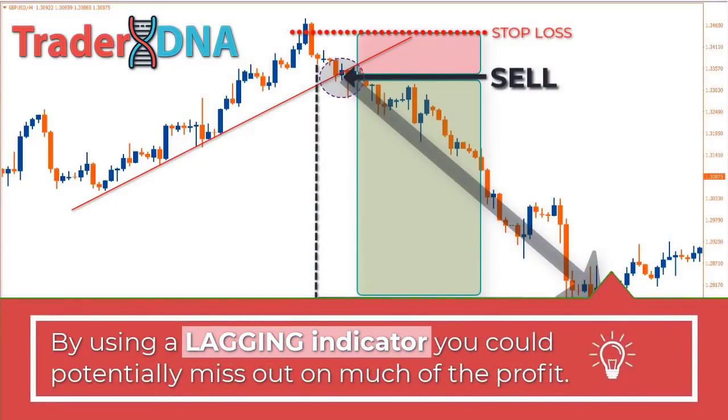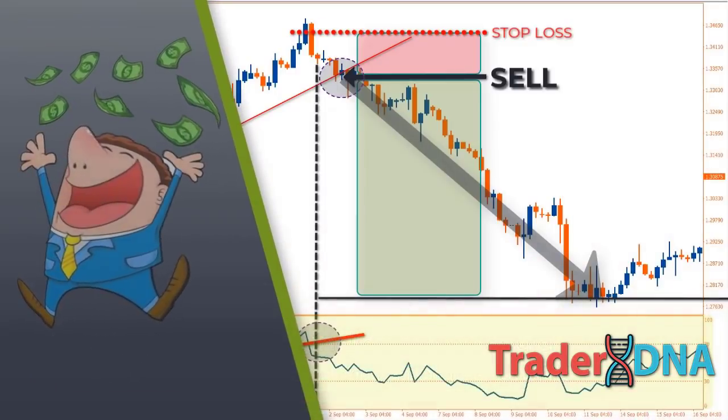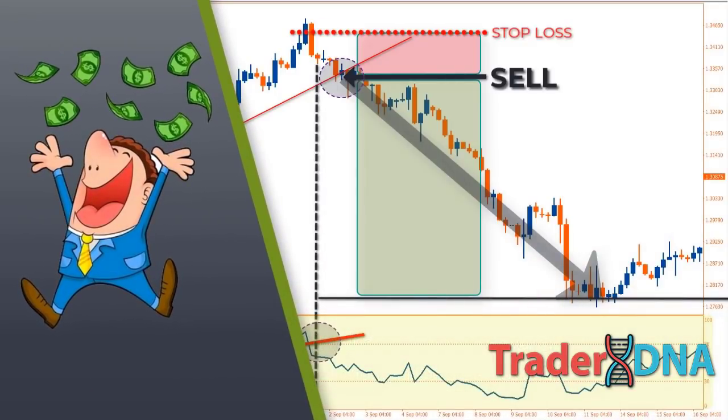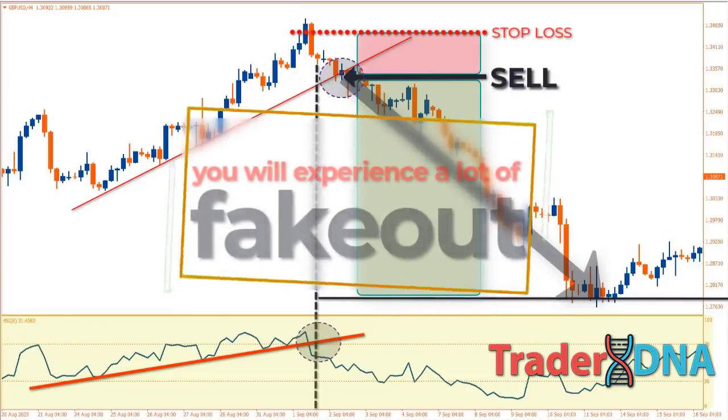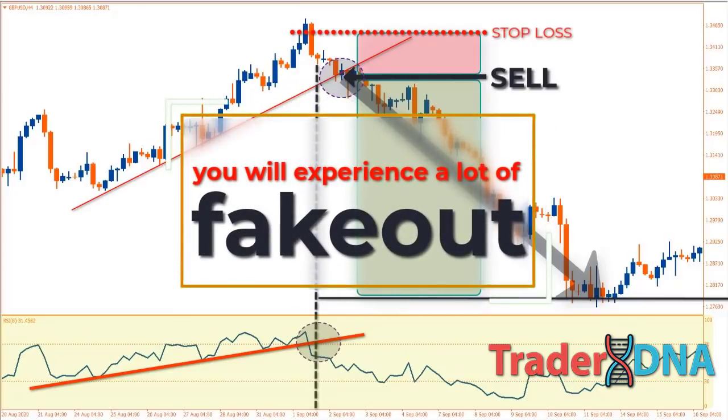You're probably thinking, "Ooh, I'm going to get rich with leading indicators." Since you would be able to profit from a new trend right at the start, you're right. You would catch the entire trend every single time, if the leading indicator was correct every single time. But it won't be. When you use leading indicators, you will experience a lot of fakeouts. Leading indicators are notorious for giving bogus signals which could mislead you.